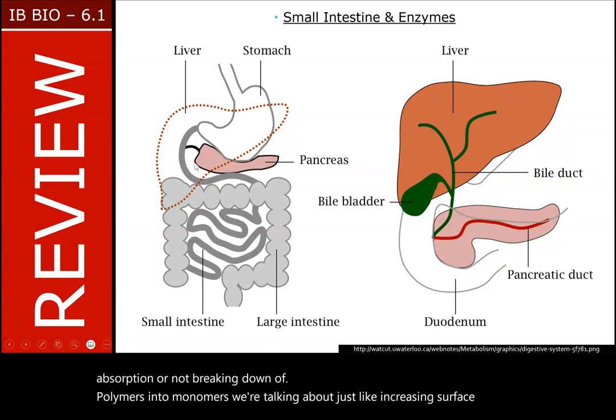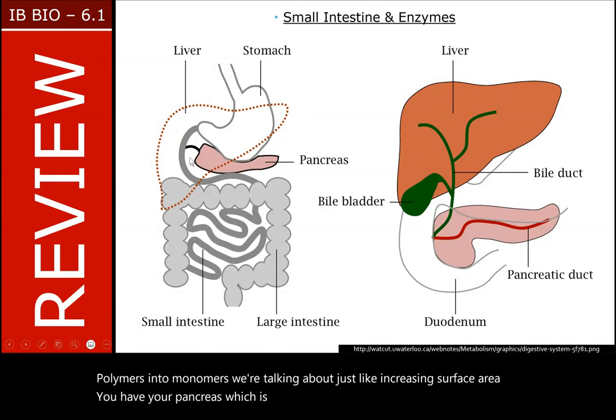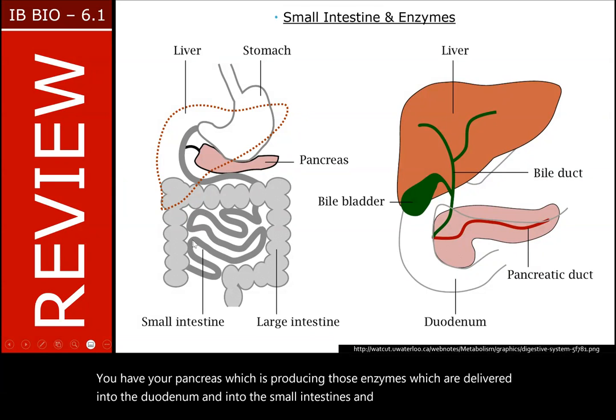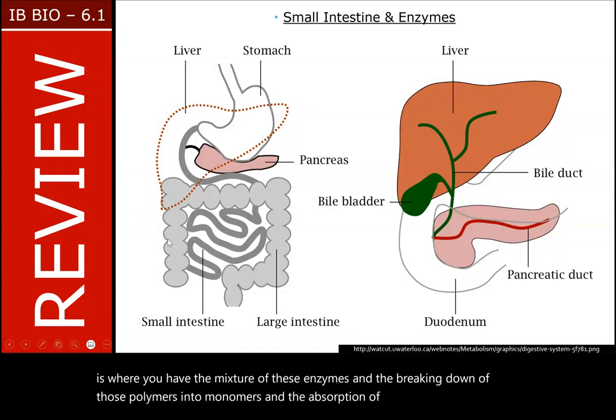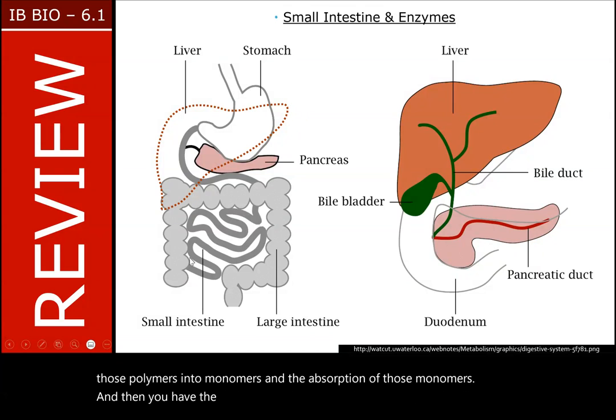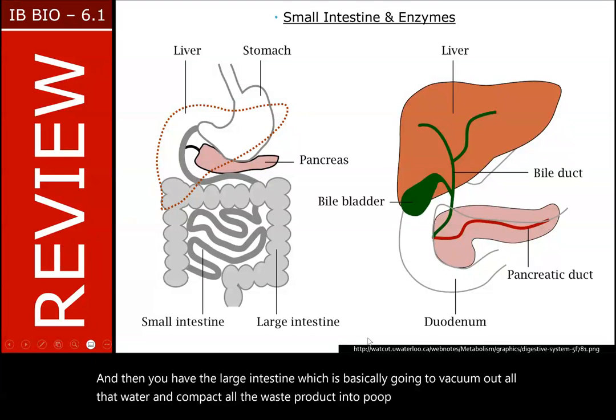You have your pancreas, which is producing those enzymes, which are delivered into the duodenum and into the small intestine. And then in the small intestine is where you have the mixture of these enzymes and the breaking down of those polymers into monomers and the absorption of those monomers. And then you have the large intestine, which is basically going to vacuum out all that water and compact all the waste product, and then you're going to poop it out.